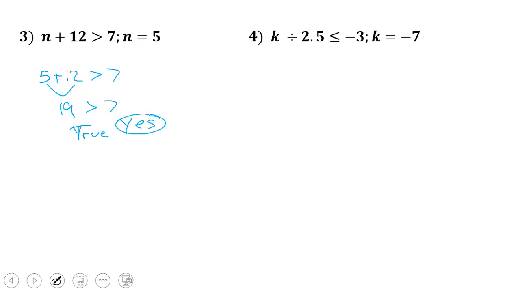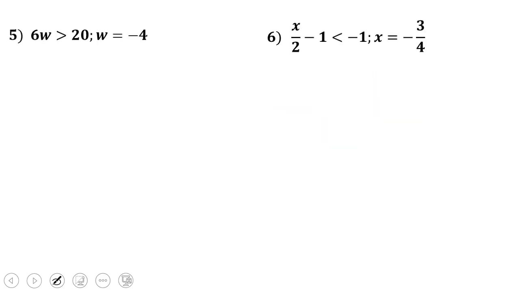K divided by 2.5, less than or equal to negative 3 when k is negative 7. So if I put a negative 7 and I divide that by 2.5, is that less than negative 3? Well, negative 7 divided by 2.5 is negative 2.8. Is that less than negative 3? You better remember your number line. Which number is on the right? That is right. Negative 2.8 is on the right. So this is false. So no, negative 7 is not a solution to that inequality.